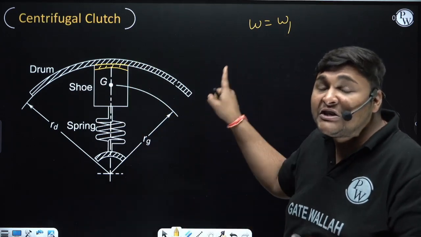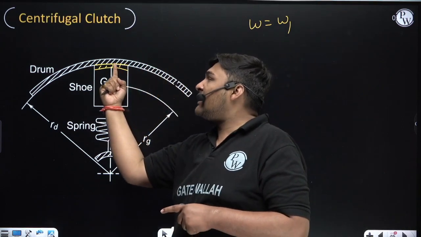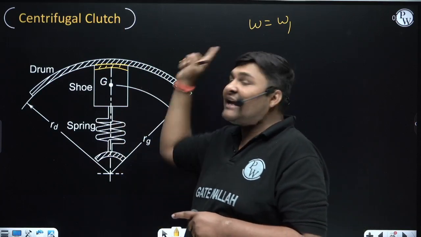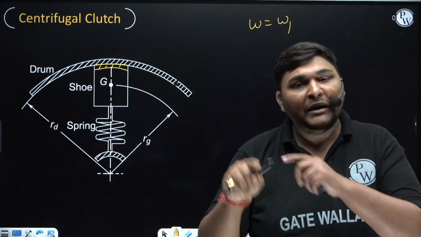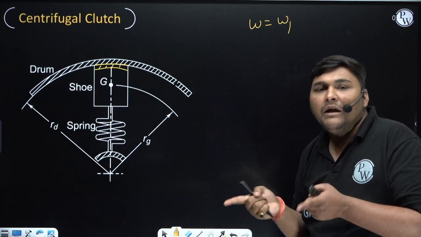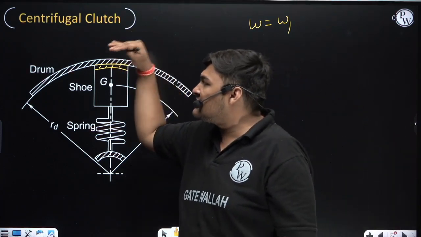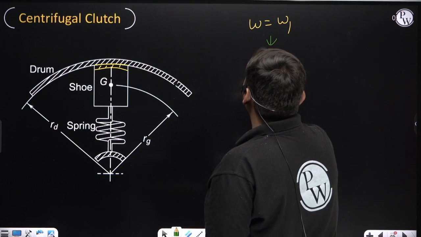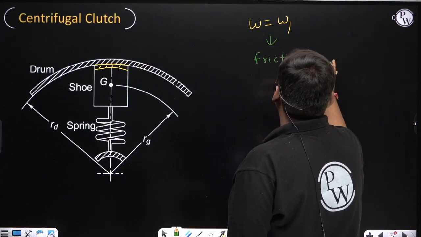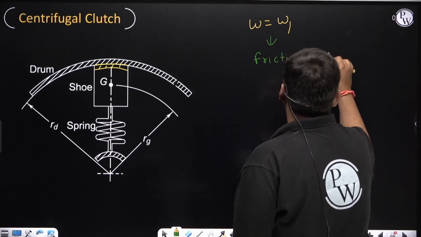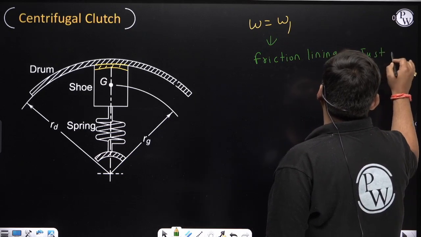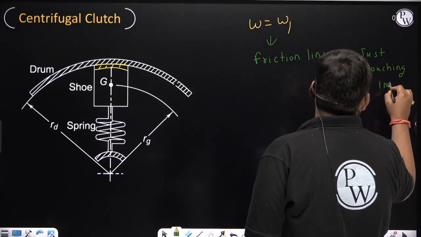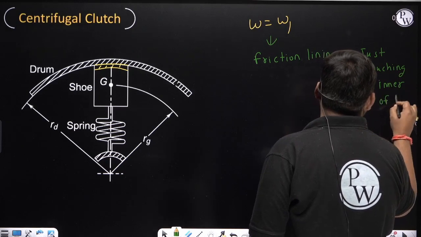If you increase the speed further, this shoe will try to go in this direction, meaning the spring will try to elongate, but after that the drum will not allow the spring to elongate. Up to this point the spring has elongated freely, but at this point exactly the friction lining has just touched the drum. So what is this position? Omega equal to omega 1. At this position, the friction lining is just touching the inner surface of the drum.